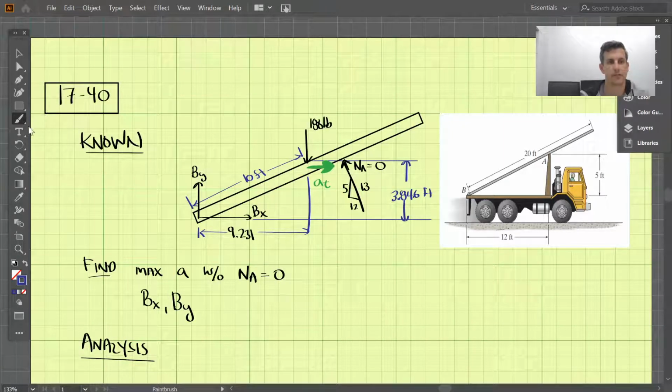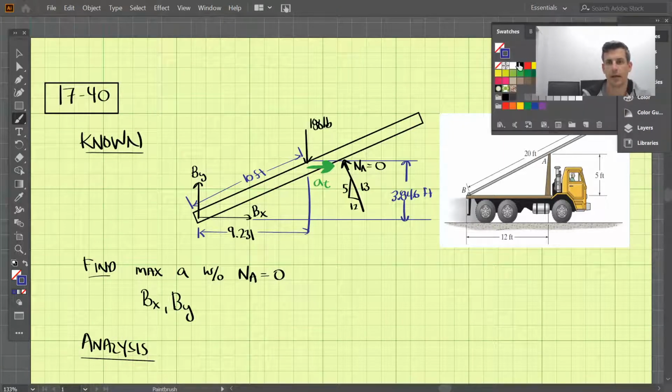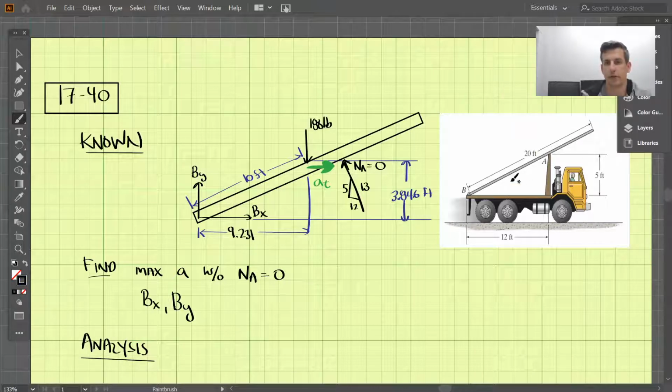Okay, so this is 1740 here, and we're given this truck, and it has a pipe on the back, and the pipe weighs 180 pounds. I put 180 pounds downward at the center of gravity of this pipe, right in the middle of the pipe. And we're looking to find the maximum acceleration without the normal force at A going to 0. So the normal force at A over here going to 0.